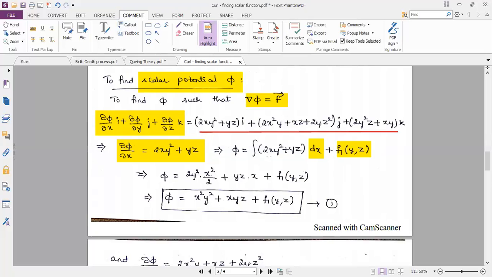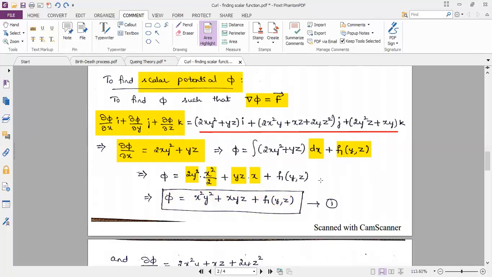Now phi will be the integration of 2xy square with respect to x. So 2y square is a constant, writing as it is. Integration of x is x square divided by 2. Plus yz is a constant, writing as it is. Integration of 1 dx is x, plus f1 of y comma z. So the phi expression simplifies to x square y square plus xyz plus f1 of y comma z. We'll call this equation 1.